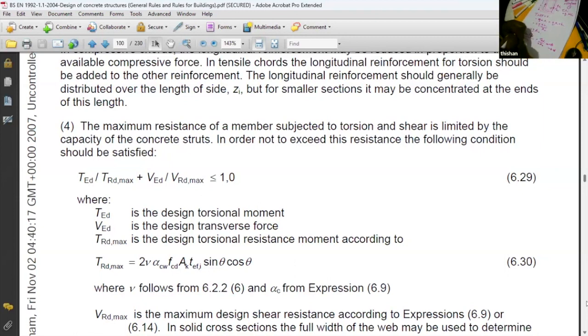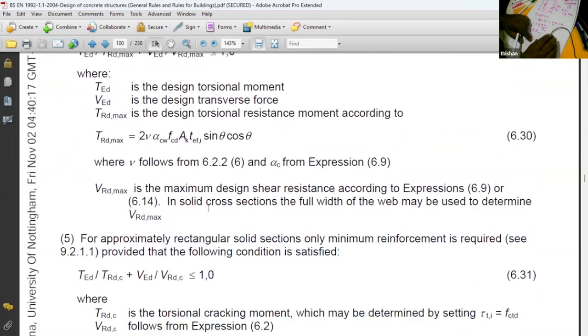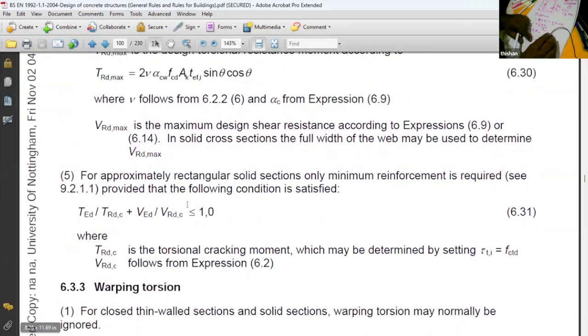So we use that equation, and TRD max is given by this equation. Again, we sorted it out, and VRD max, I showed you that there's an equation given under direct shear. VD is the actual shear, TED is the actual torsion. So we got an answer of 0.92. Then we said, okay, that particular section is okay because the torsional moment is only 24 kilonewton meters. That's all.